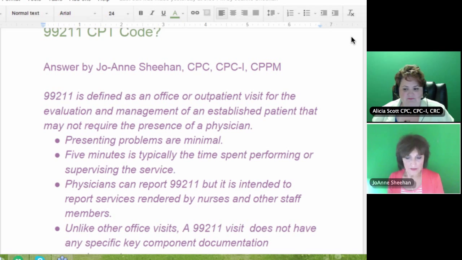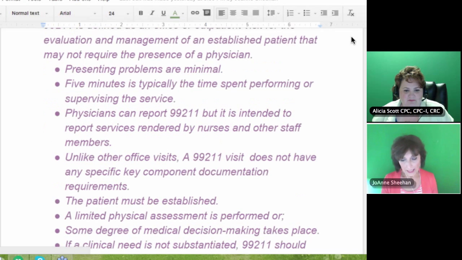Unlike other office visits, the 99211 does not have any specific key component documentation requirements. The patient has to be established. There's some degree of medical decision-making that takes place. But if a clinical need is not substantiated, you cannot bill it.